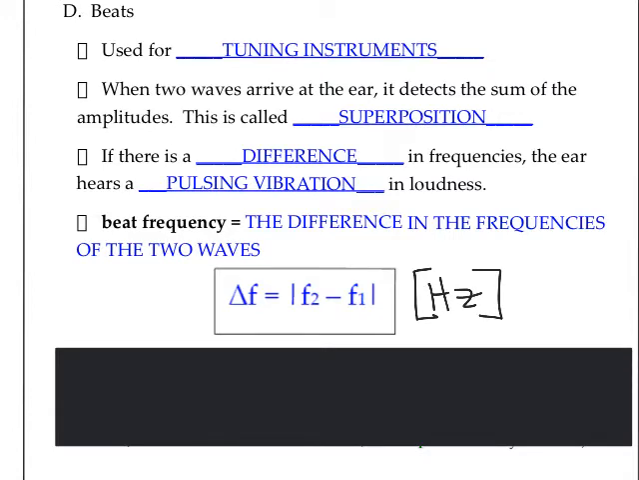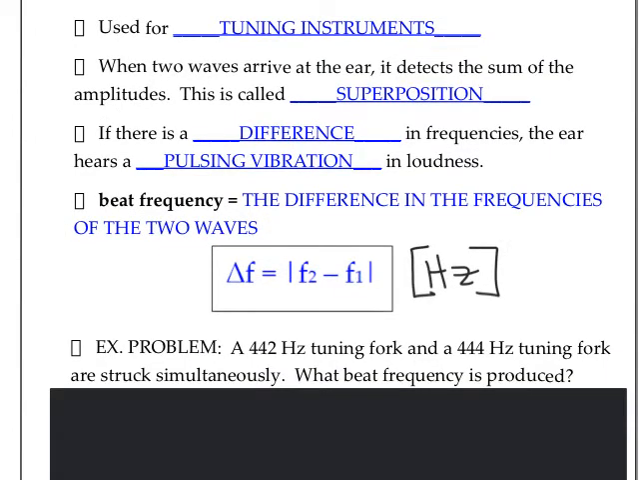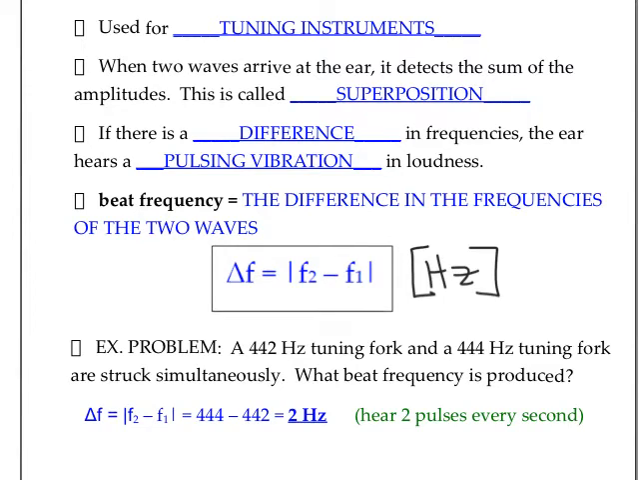Now I put an example problem in for you. It should be pretty simple to solve. We've got a 442 hertz tuning fork and a 444 hertz tuning fork. They are struck at the same time and you're asked to find the beat frequency. So take a moment and see what you get. Hopefully you got an answer of 2 hertz. This means on that pulsing sound, you would hear 2 pulses every second.